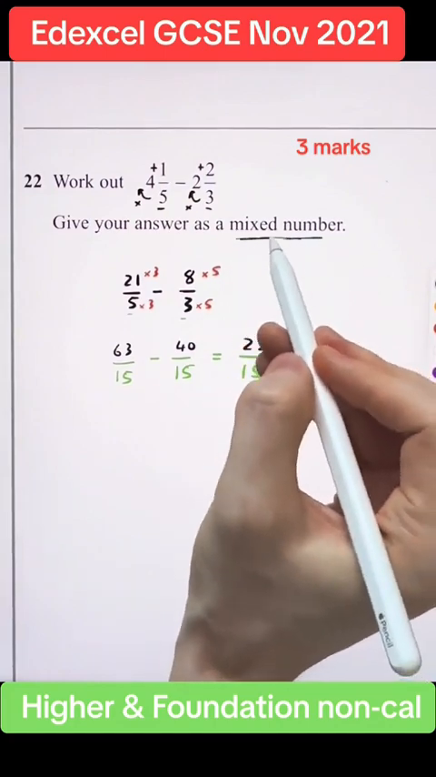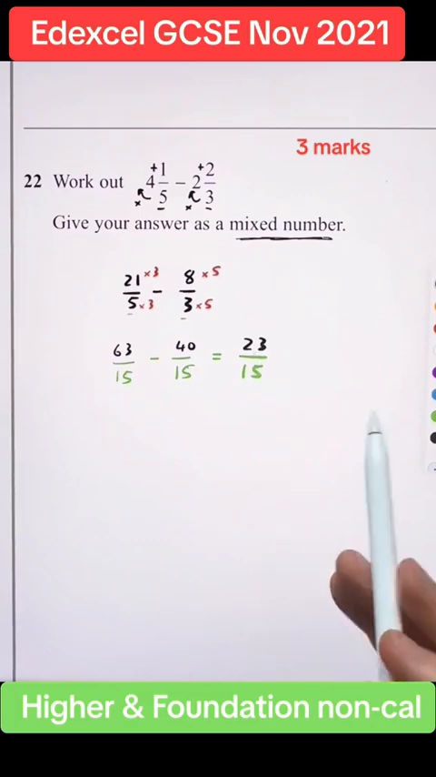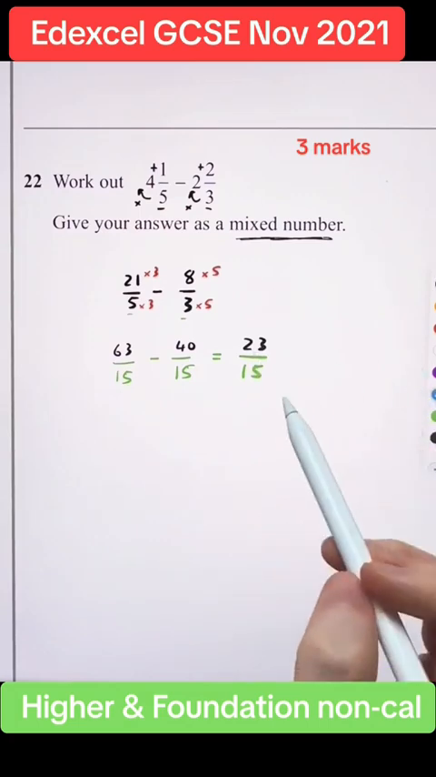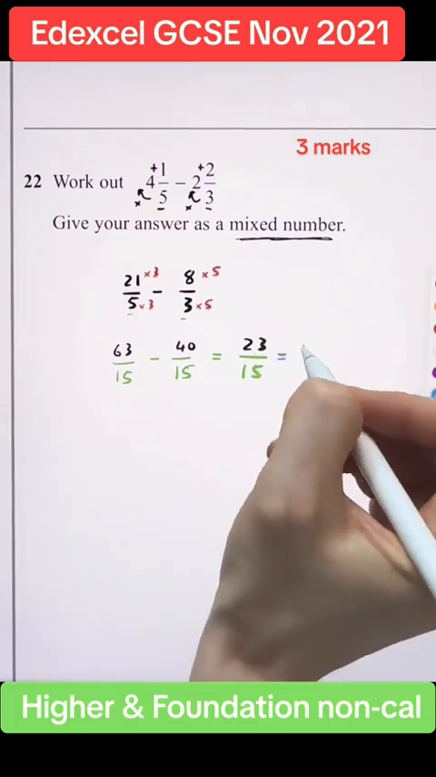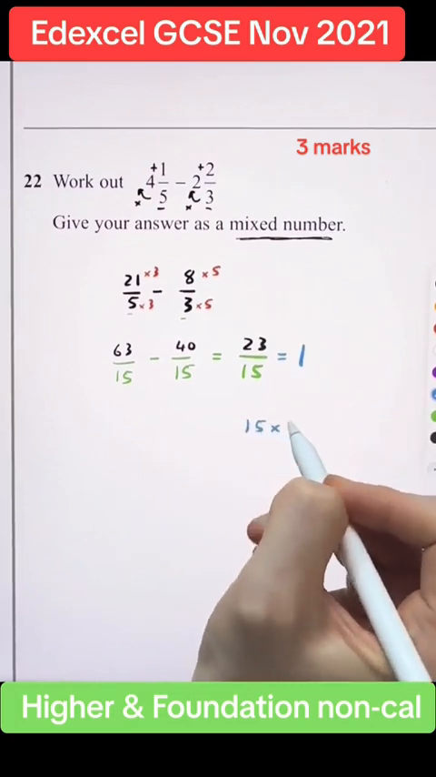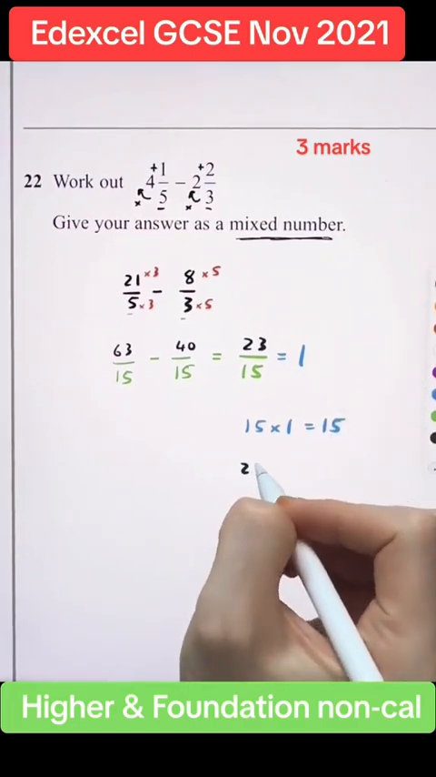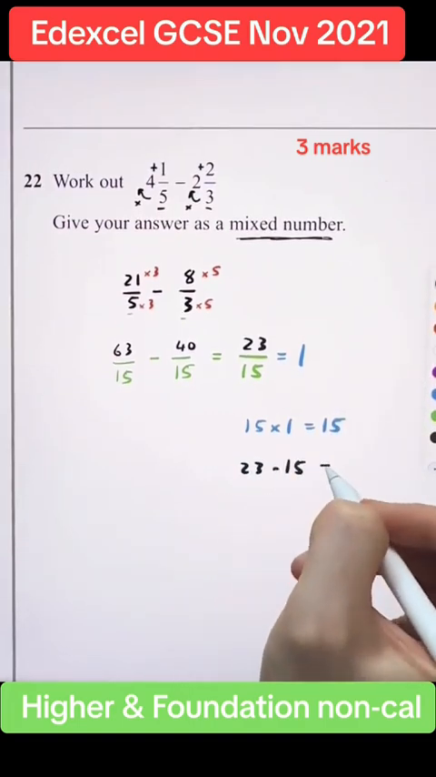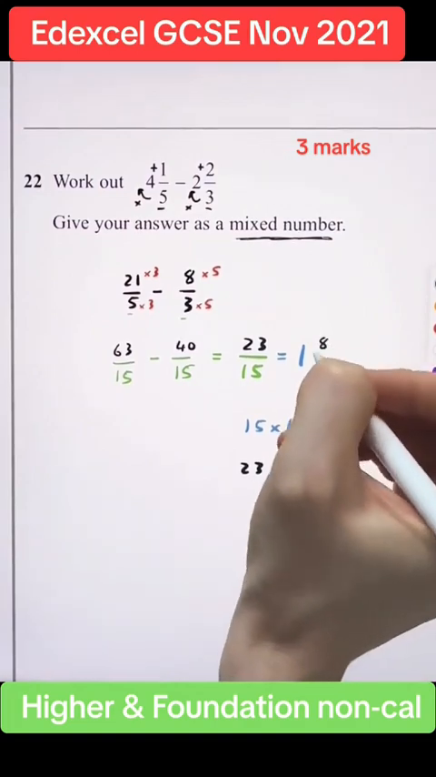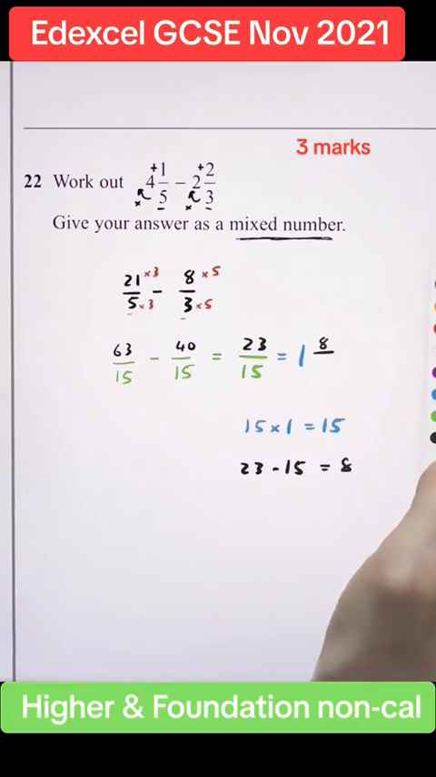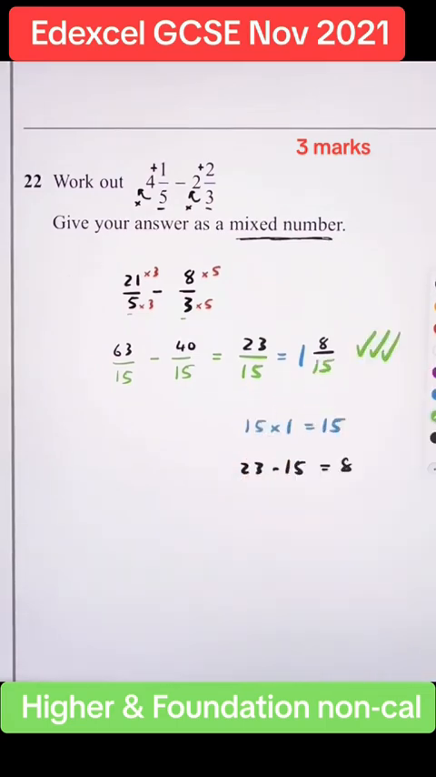We want to give our answer as a mixed number. So how many times does 15 divide into 23? Well, 15 divides into 23 one whole time, as 15 times 1 gives you 15. And as we had 23, the remainder will be 23 subtract 15, which gives us 8. So the remainder is 8, and it's always over the same denominator. In this case, our denominator is 15.